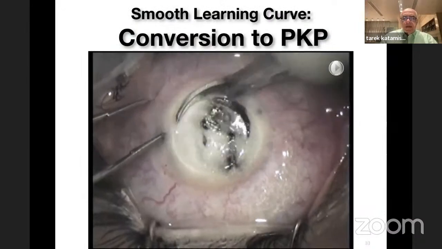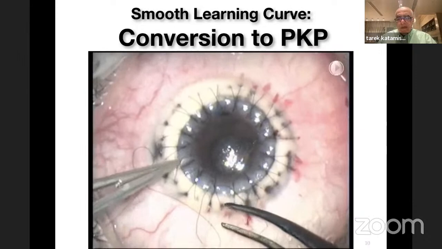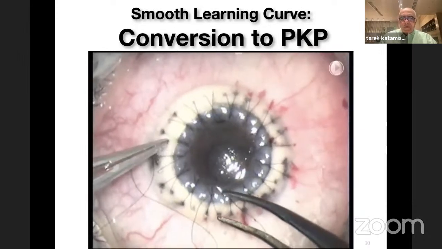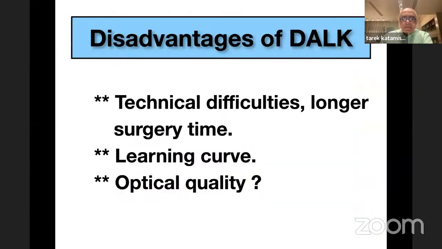This shows a smooth learning curve, because whenever you have any problem with DALK, you can convert easily to penetrating keratoplasty. So we always say that DALK has a tough learning curve, but it is not that dangerous, because anytime you can convert to penetrating keratoplasty.